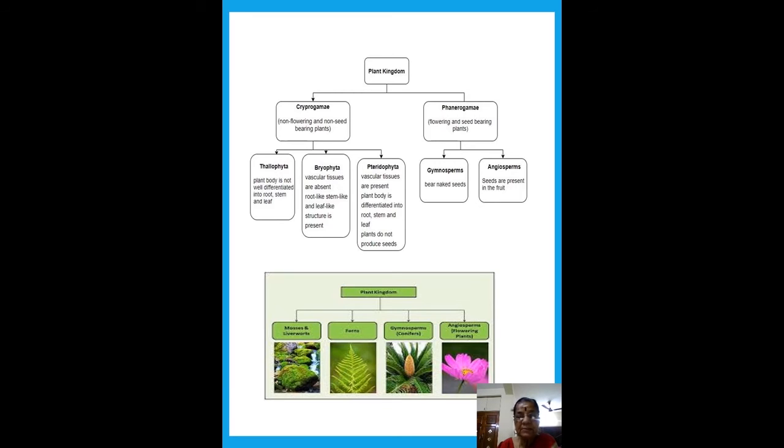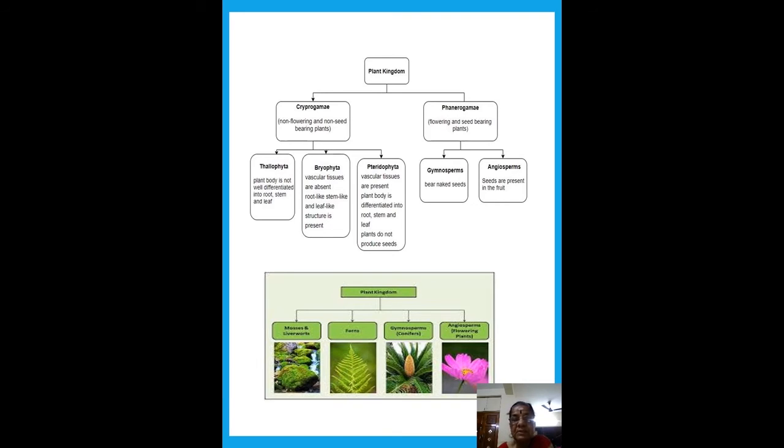Thallophyta, what are the characteristic features? The plant body is not well differentiated into root, stem and leaf. Instead, it is known as thallus. And Bryophyta, the plant shows a double mode of life, so it is an amphibious plant. Examples are mosses, Riccia and liverworts. Liverwort example: Riccia, Marchantia. And this Riccia has a dorsiventral thallus, differentiated into dorsal side and ventral side.